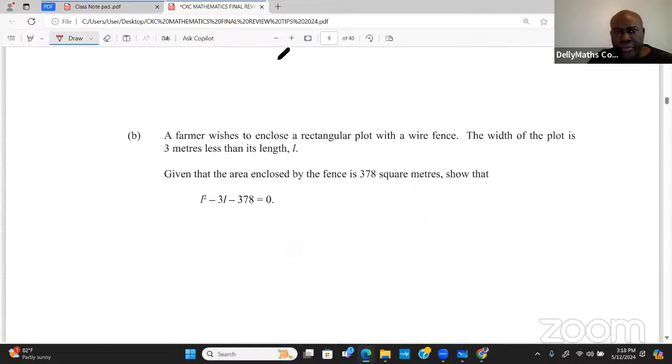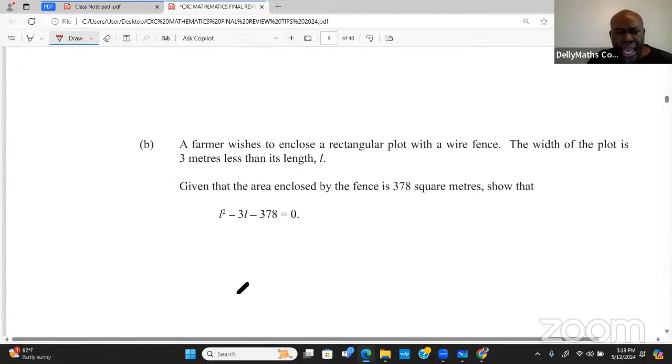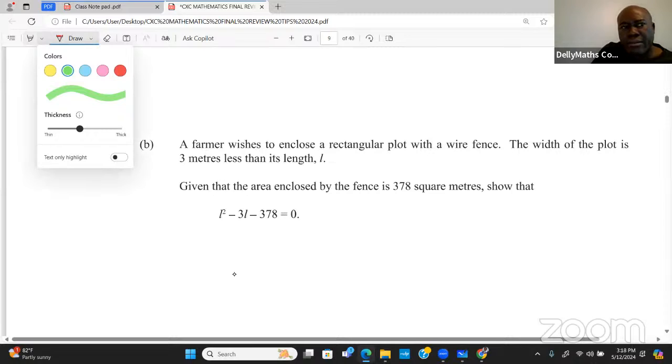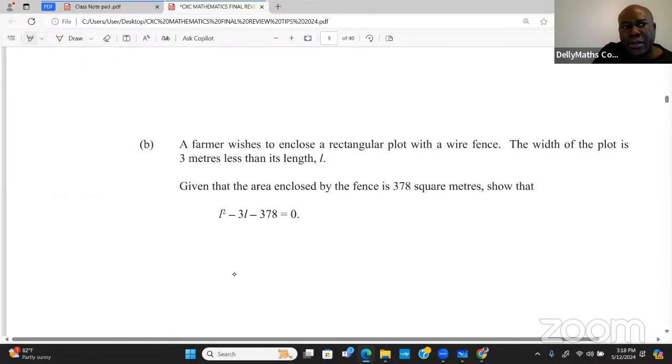All right, let me read. It says here that a farmer wishes to enclose a rectangular plot with a wire fence. The width of the plot is 3 meters less. All right, so we want to note important details. Whenever you're doing the questions, you want to note important details. For example, this is so important: the fact that it's a rectangular plot, very good. And then it says the width is 3 meters less than its length, L.